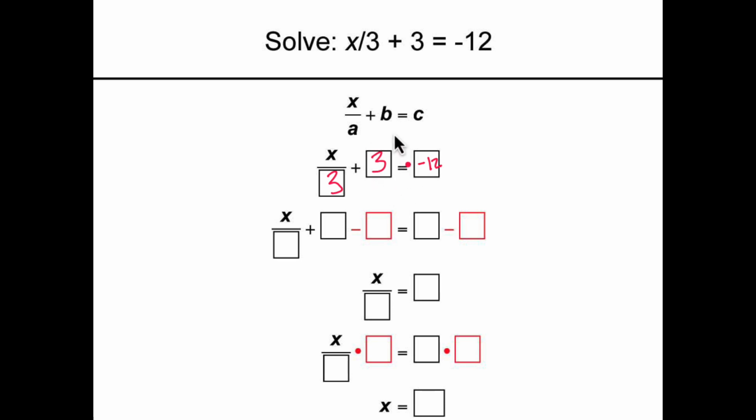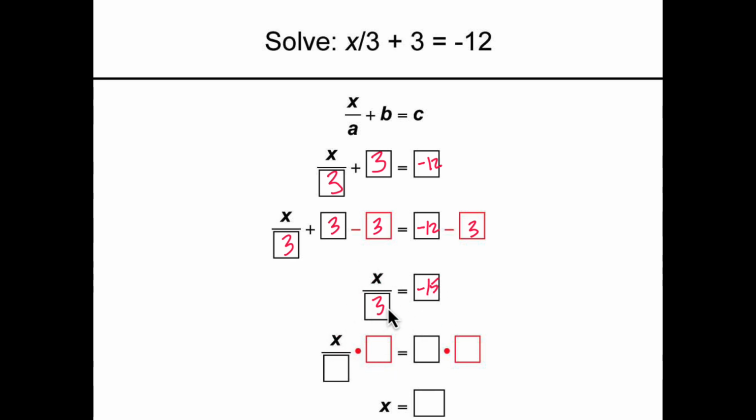We want to get rid of this term first, so we subtract 3 from both sides. So we get x divided by 3 plus 3 minus 3 equals negative 12 minus 3. So as you can see, we subtract 3 from both sides of the equation. Simplifying, we get x divided by 3 is equal to negative 12 minus 3, which is negative 15.